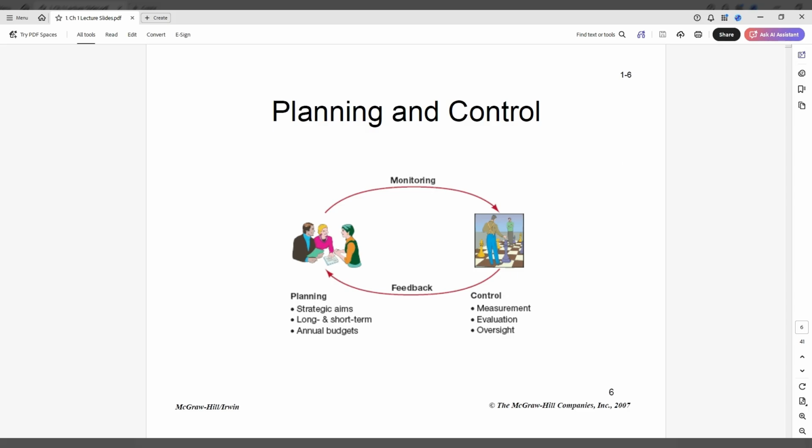So as far as number 3 on the notes, what are the major functions performed by managers? You could identify planning, monitoring, and control, and then providing feedback back into this. Basically, these would be the major functions, as we called it in the notes packet.